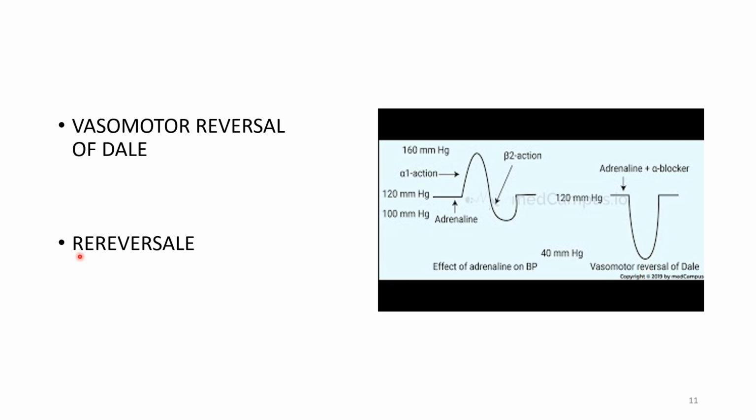Then what is re-reversal of Dale? Now we are injecting adrenaline IV and we are giving a non-selective beta blocker. Then what you can see? Only a rise in the BP you can see. There is no fall in the BP. So they are monophasic reactions. So vasomotor reversal and re-reversal, they are monophasic reactions of adrenaline on blood pressure.